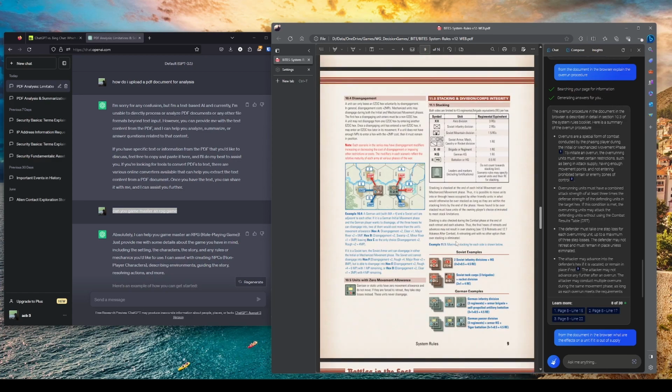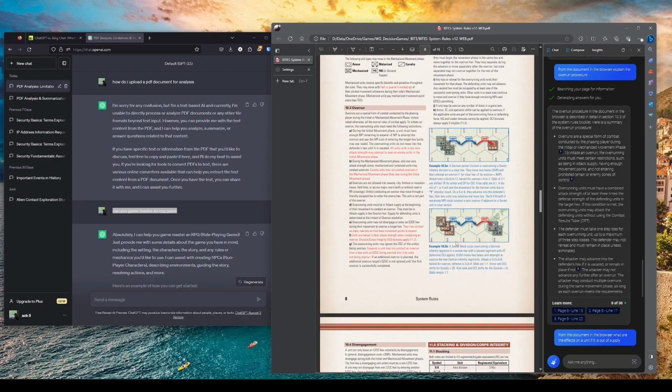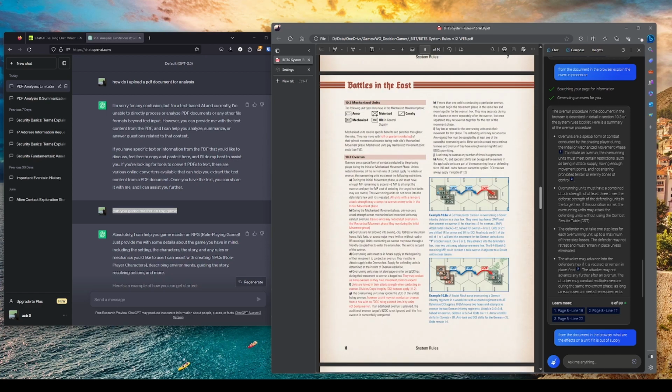Okay, so that does help. Here we go. Overrun, okay. 2 MP to enter it, overruns. Zoc. Where did he get those? Okay, well, maybe not ready for prime time. Maybe it was pulling it from here.